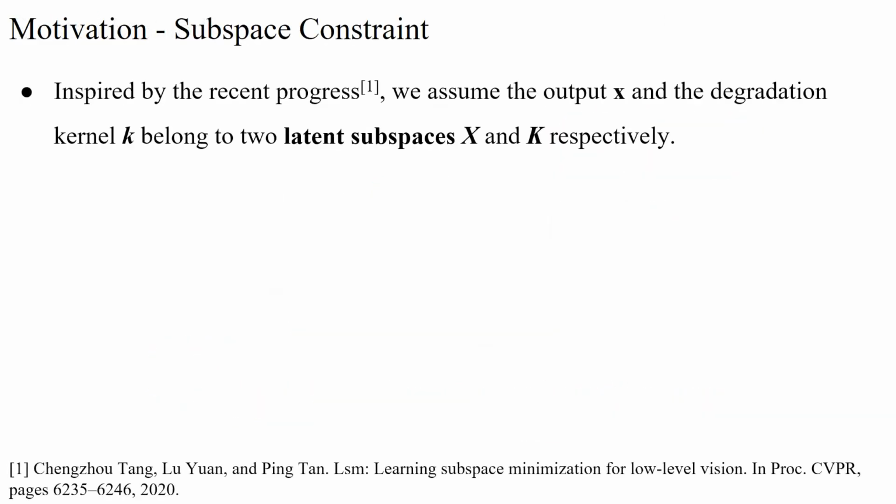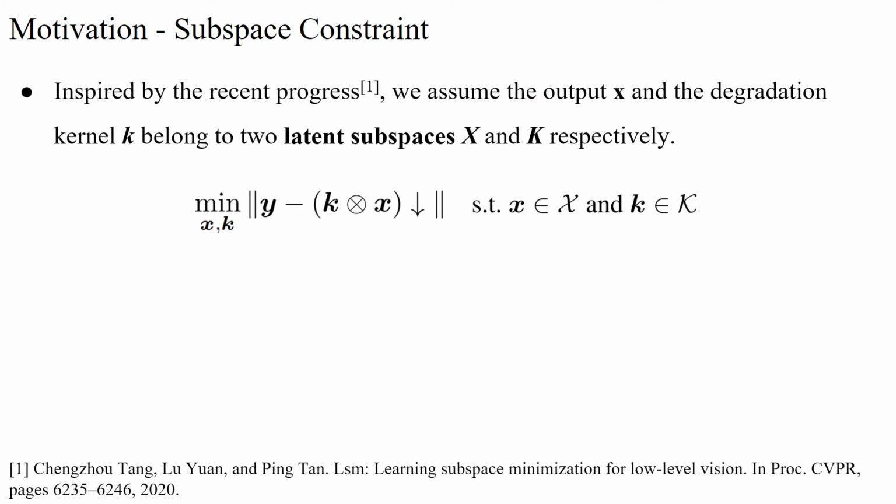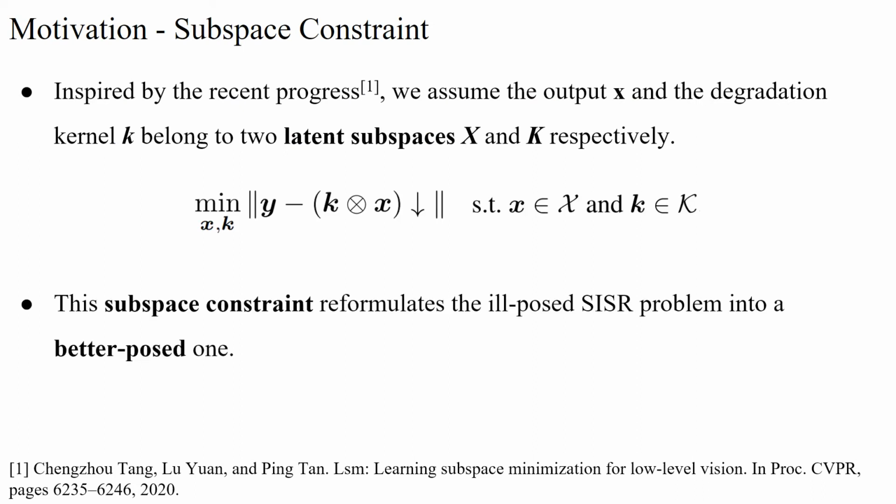Inspired by the recent progress, we introduce a subspace constraint. This subspace constraint reformulates the ill-posed SR problem into a better-posed one. Next, we explain why to exclude the ISP and work in the raw-to-raw domain.